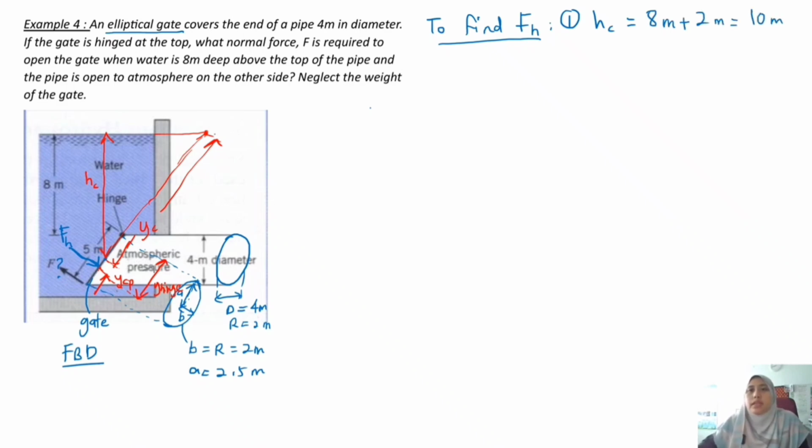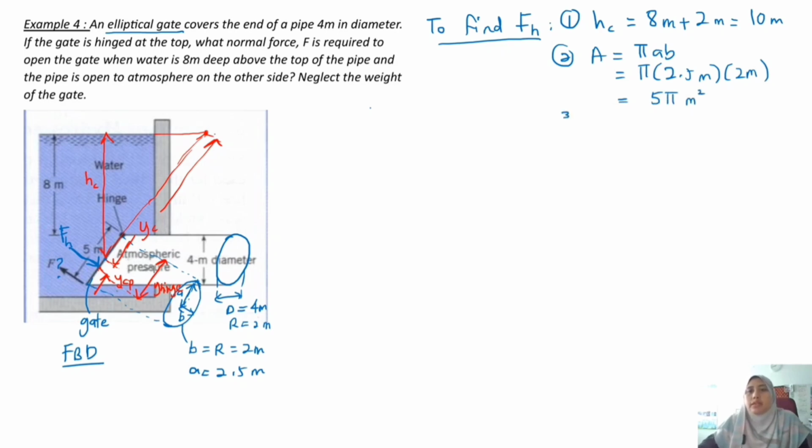10 meters. And the second step is to find the area. The area of an ellipse is given by pi AB. So pi times A, which is 2.5, times B, which is 2. So you will get 5 pi meter squared.